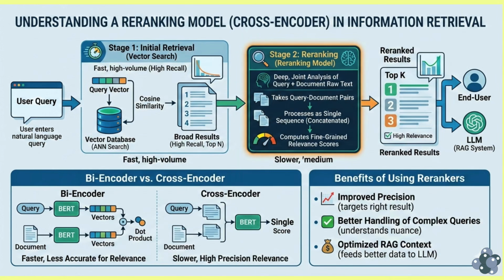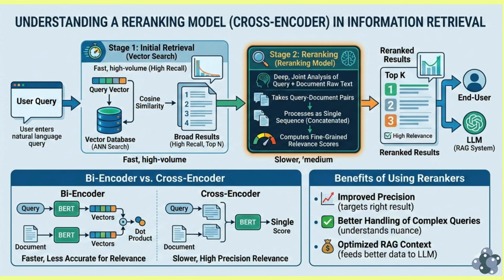A re-ranking model, also often called a cross-encoder, is a specialized component in an information retrieval system, particularly those using vector databases for semantic search. Its core function is to improve the precision and relevance of the search results initially retrieved by the vector database. It operates as the second stage in a two-stage retrieval system.